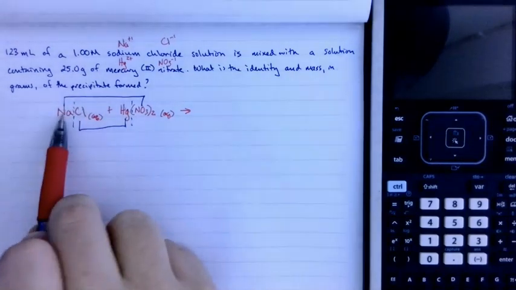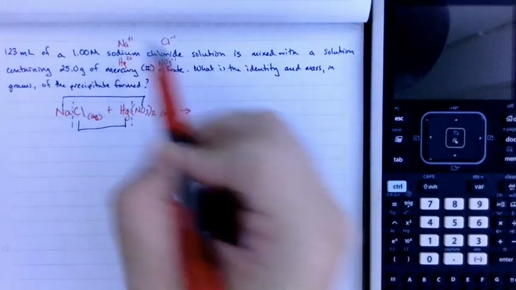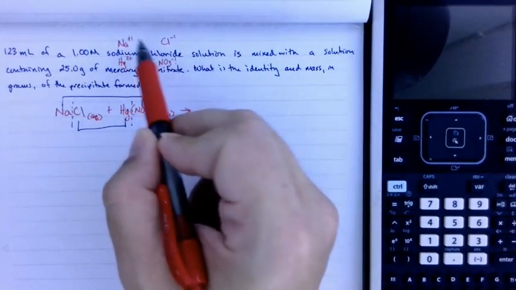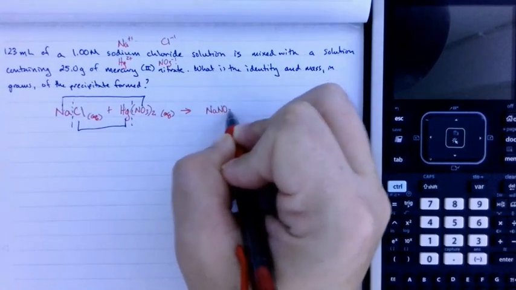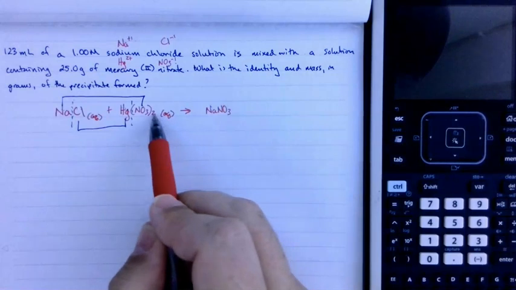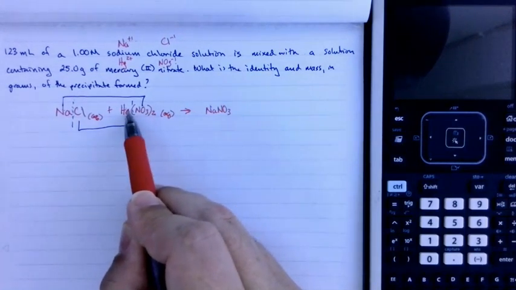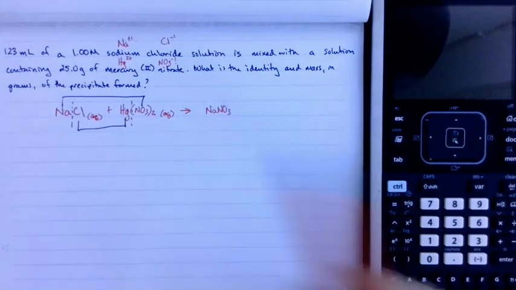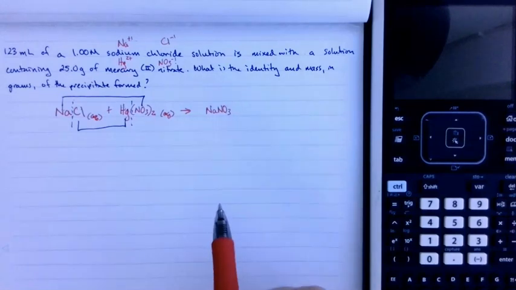What compounds do we get when that happens? Well, we're going to get sodium and nitrate combining. We have a +1 and a -1, so we have a 1-to-1 relationship here. So NaNO3. I'm not going to bring over this 2, because that 2 is there because we need 2 of these ions to balance the +2 on mercury. Over here, we only need 1 of these ions to balance the +1 on sodium.